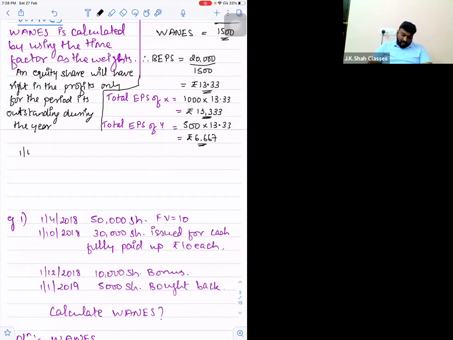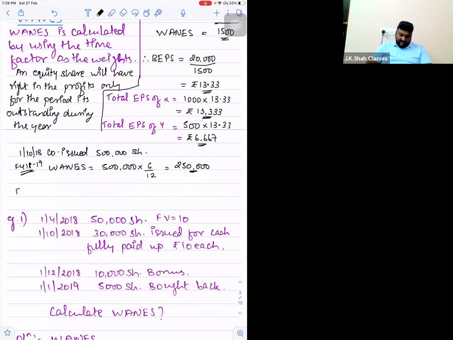Say on 1st October, the company issued 5 lakh shares. So what will be the Vains of the company? Sir, Vains will be 5 lakh shares for a period of 6 by 12, because it is issued on 1st October. So 2,50,000 is the Vains. This is 1st October 2018, so this is financial year 18-19.